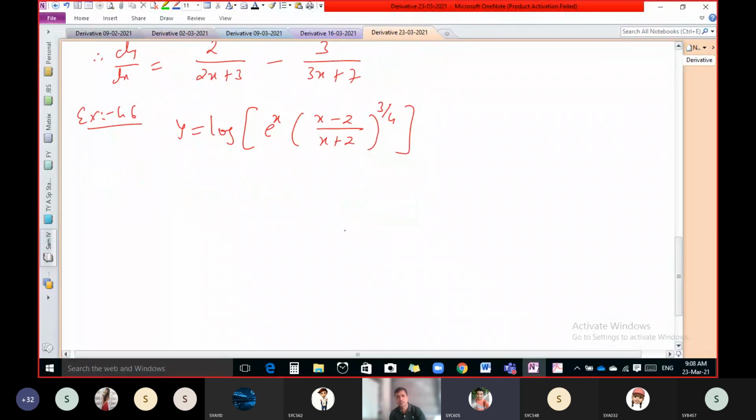So what we have to do, listen. First step, don't differentiate. First of all, simplify. Tell me the simplification of this. Any of you have any idea? What is the first step of simplification here?